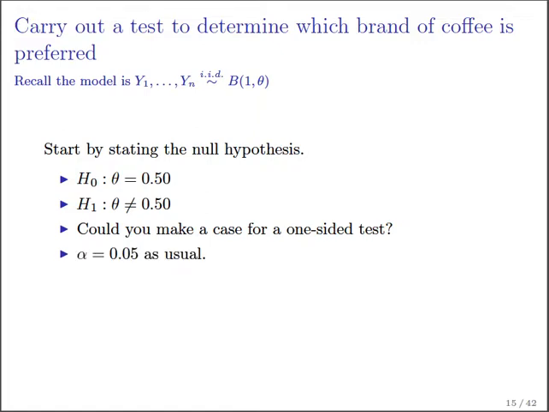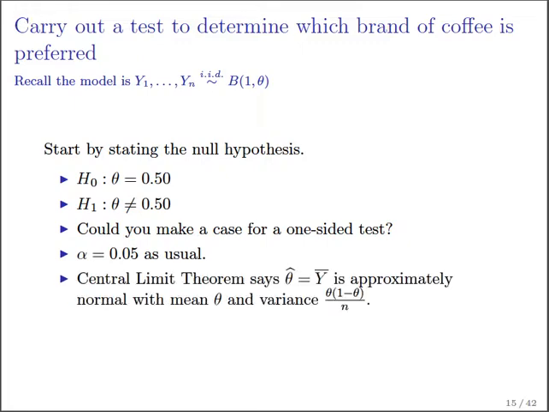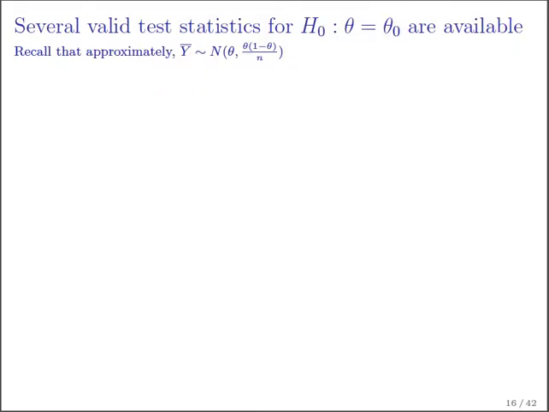So getting back to this particular case, alpha equals 0.05, as usual. And the central limit theorem says that y bar has an approximately normal distribution with mean theta, which is mu, and variance sigma squared. Sigma squared is theta times 1 minus theta, because that's the variance of the Bernoulli random variable, divided by n. So there's quite a few different valid test statistics for this.